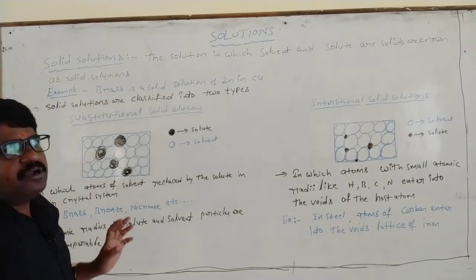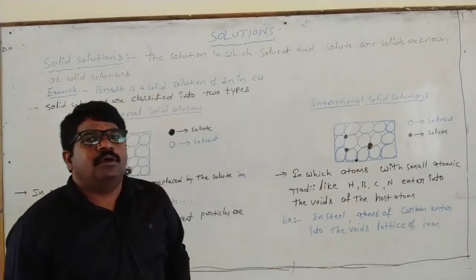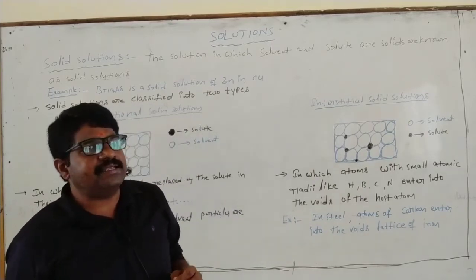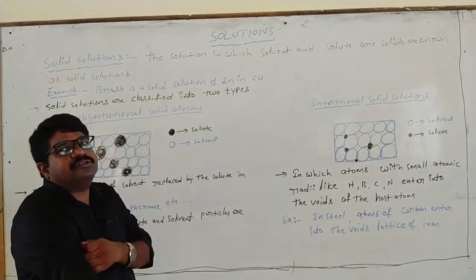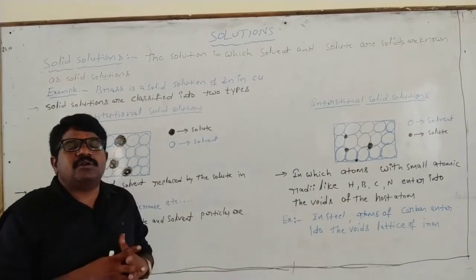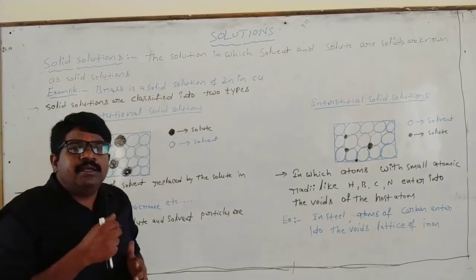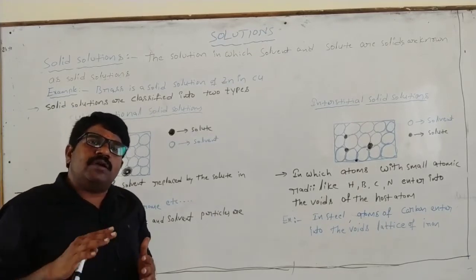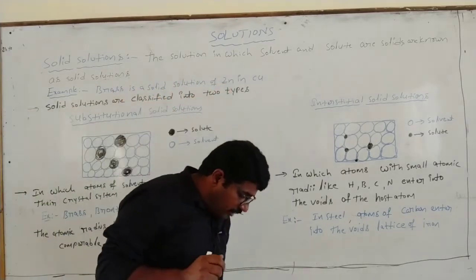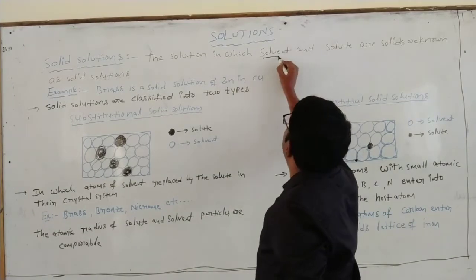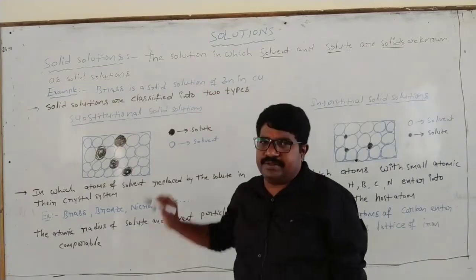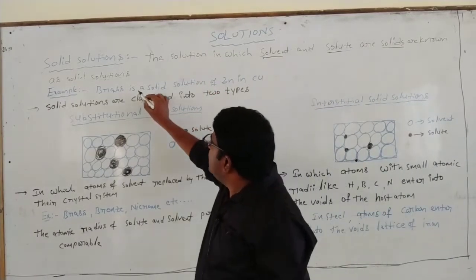So what do solid solutions mean? As we said yesterday, the solutions in which solute and solvent both are in solid state are called solid solutions. Examples are brass, bronze, and all types of alloys. The solutions in which solvent and solute are both solid in state are known as solid solutions.